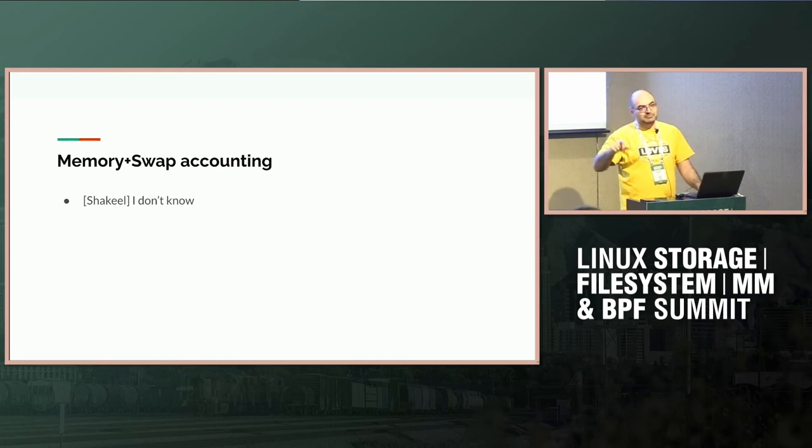Yeah, the proactive reclaimer memory.reclaim is still in the MM tree, but coming back to your question about memory.swappiness, I should have added that here. So you're saying that's currently used. Yeah, Michael, is it being currently used by Android?